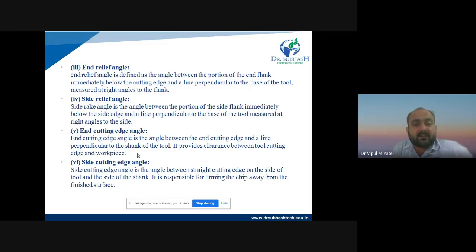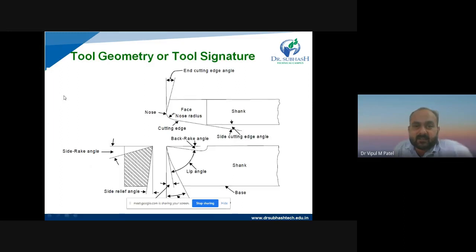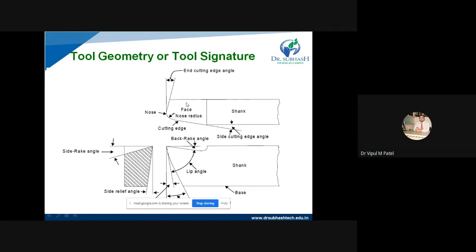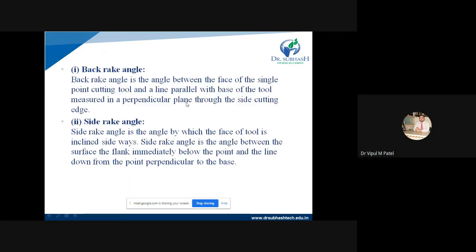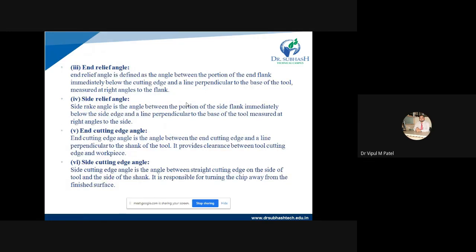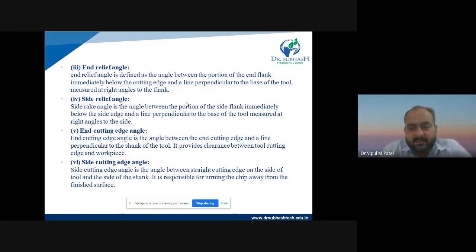Next is end cutting edge angle. So where is the end cutting edge angle that you can see in this figure? Over here you can see that, right? End cutting edge angle is the angle between the end cutting edge and a line perpendicular to the shank of the tool. It provides clearance between tool cutting edge and workpiece.